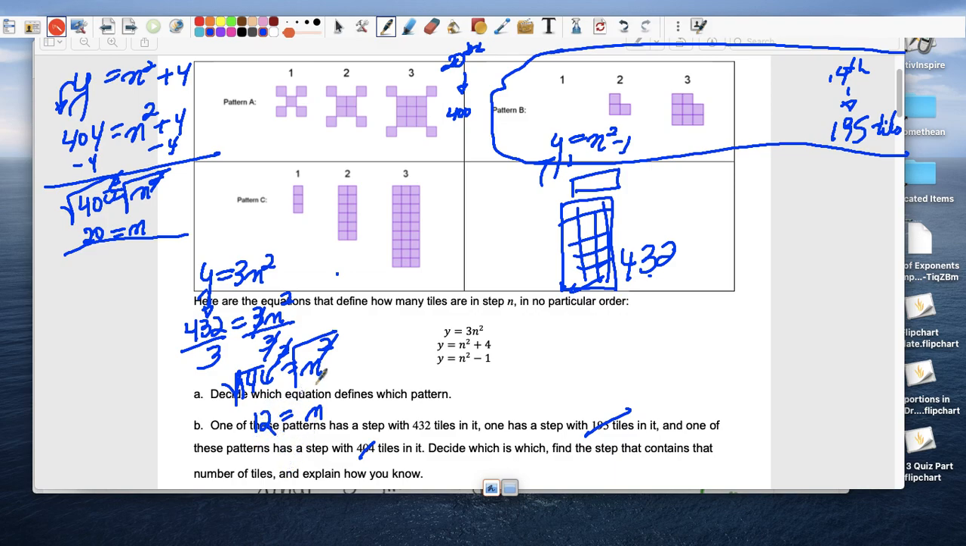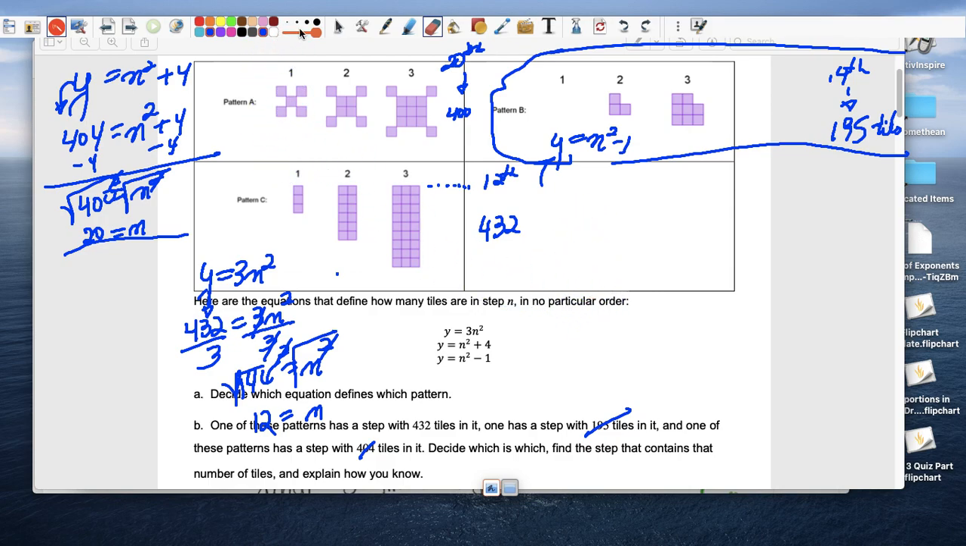So this is saying that if you continue pattern C, the first term, the second term, the third, and you went on, and you got to the 12th term, it would have 432 tiles. Okay? And that would be the work for A, B, and C.